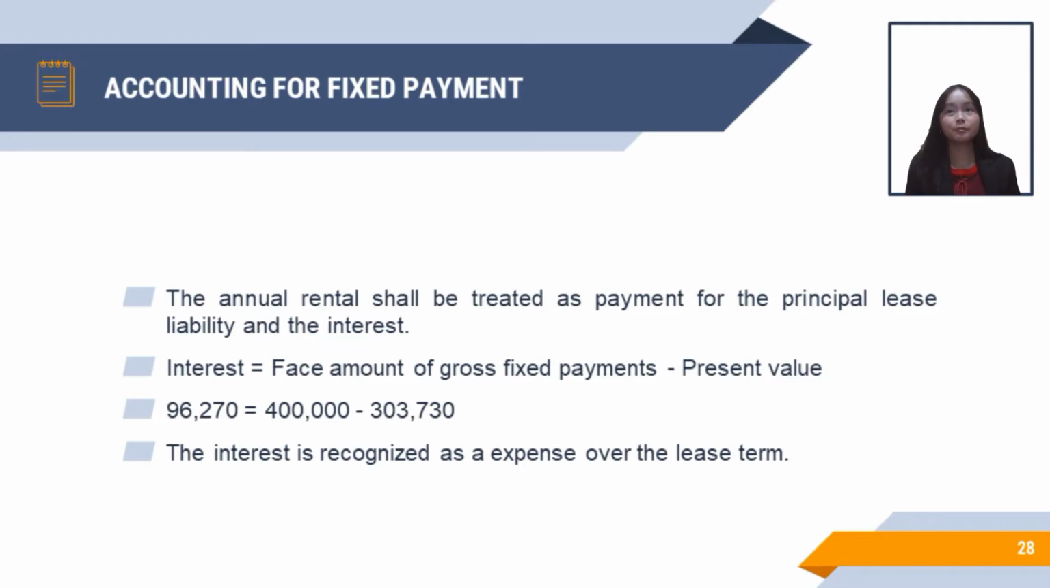We will now discuss accounting for fixed payment. The annual rental shall be treated as payment for the principal lease liability and the interest thereon. The interest is the difference between the face amount of gross fixed payments of 400,000 pesos for 4 years and the present value of 303,730, which is 96,270 pesos. The interest is recognized as an expense over the lease term following the effective interest method of amortization.